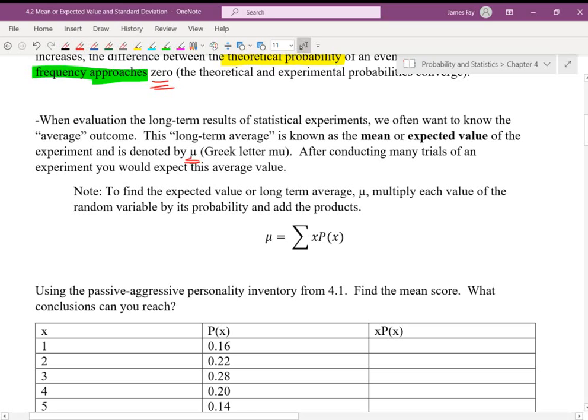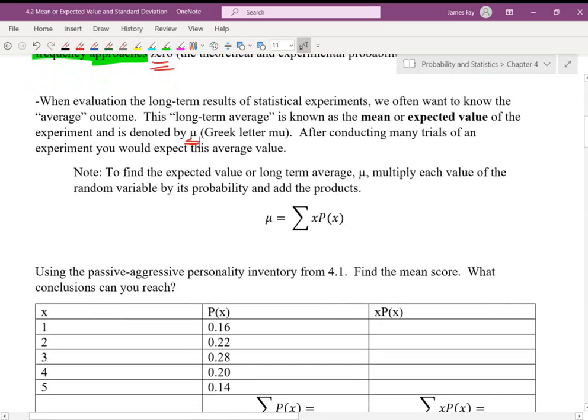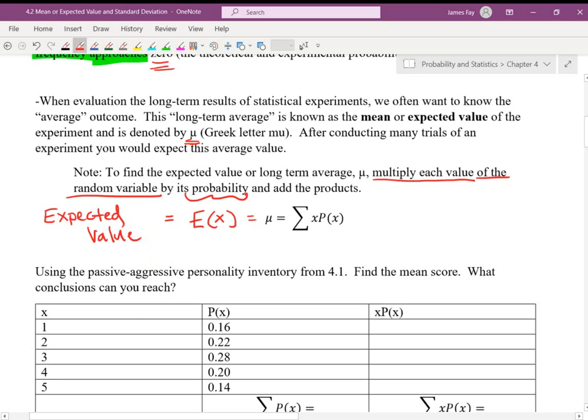It says after conducting many trials of an experiment, you would expect this average value. As we see some examples, I think the terminology and phrases here are going to make a little more sense. Some formulas here. To find the expected value or long-term average, you multiply each value of the random variable by its probability, and you add the products. Multiplying each value of the random variable by its probability is how we do a weighted average. So that's essentially what we're finding here. There's a couple different ways of notating this. We call this mu. It is also capital E of X, which is what we refer to as the expected value. E of X is expected value, or we can call it mu. Our textbook uses mu for the most part.